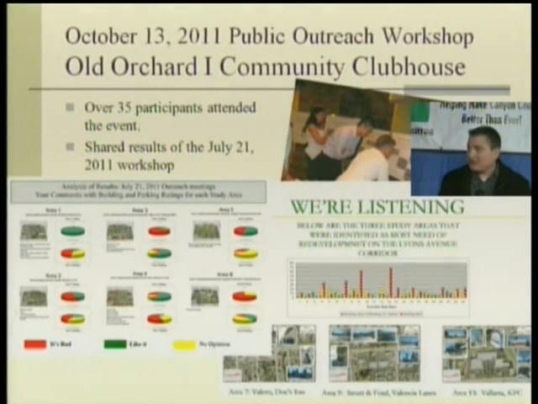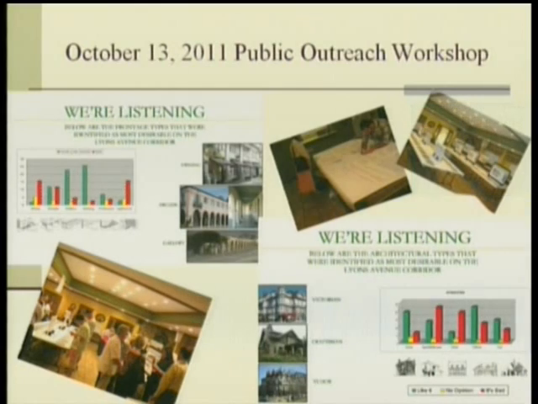And once again, all this information is on our website. So if anyone who wasn't able to attend that meeting was able to review the results, and if they didn't agree with the results, they were able to also provide their feedback as well. Just a couple more exhibits, basically showing in the bottom right-hand corner that Victorian, Craftsman, and Tudor were the architectural styles that the community believed was appropriate for Lyons Avenue and for future development.